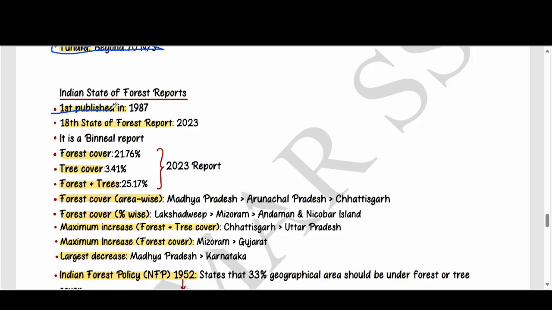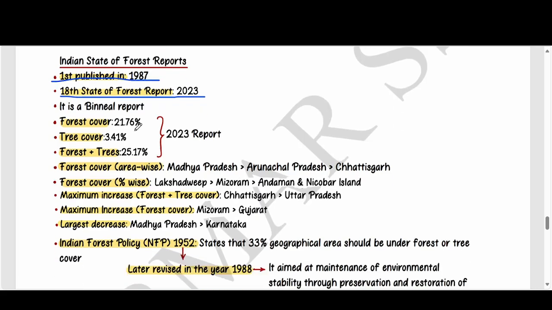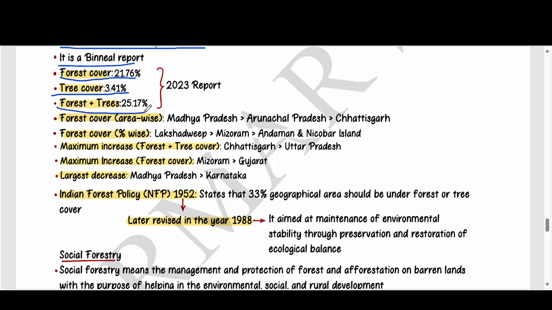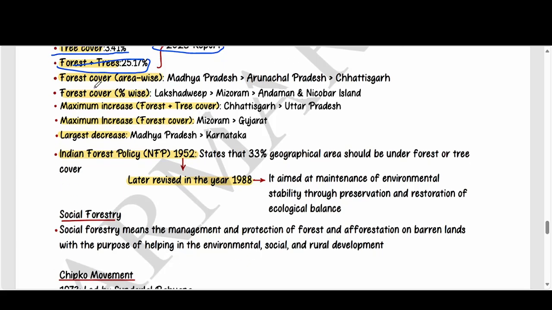India State of Forest Report, established in 1987, is a biennial report; the 2023 report is the 18th. Forest cover 21.7%, tree cover 3.41%, forest plus tree cover 25.17%. In the 2023 report, forest cover area-wise: Madhya Pradesh, Arunachal Pradesh, Chhattisgarh. Forest cover percentage-wise: Lakshadweep, Mizoram, Andaman and Nicobar Islands.